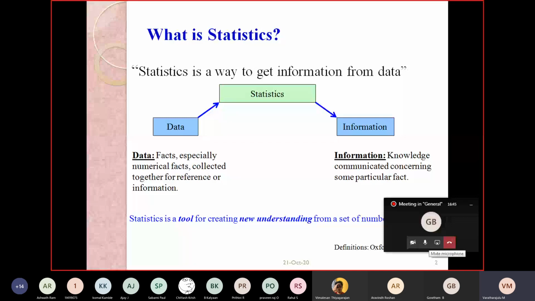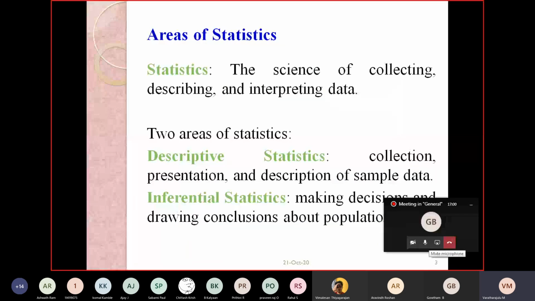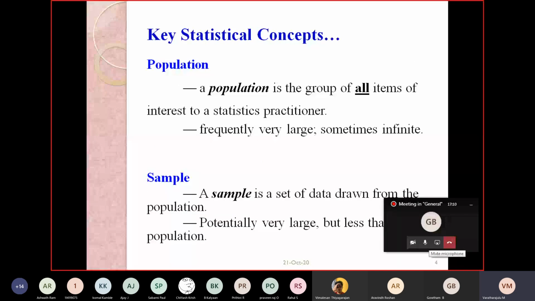Statistics is a tool for creating a new understanding from a set of data or information, and statistics can be further classified into descriptive and inferential statistics. The science of collecting, describing, and interpreting data is nothing but statistics. Then population and sample: we are unable to do the research with the population, so we are doing the research with the sample, and with the aid of that information we need to correlate the happenings over the population.